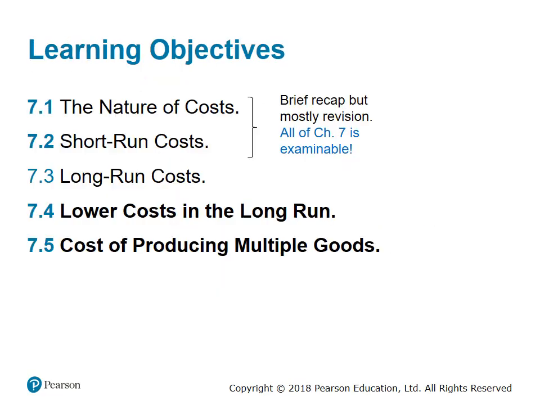In Part 4, we'll apply the tools we now have to examine why costs are most often lower in the long run, and why some firms experience cost savings when producing multiple goods instead of a single type of output.